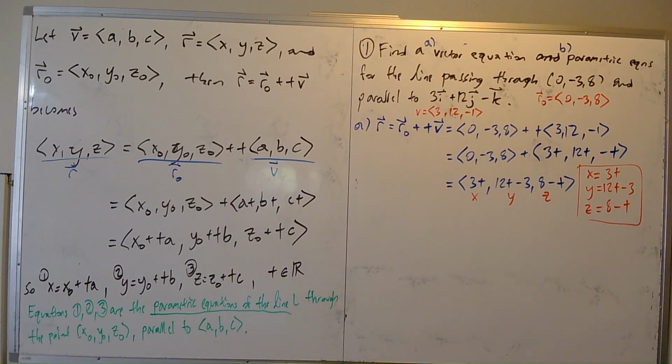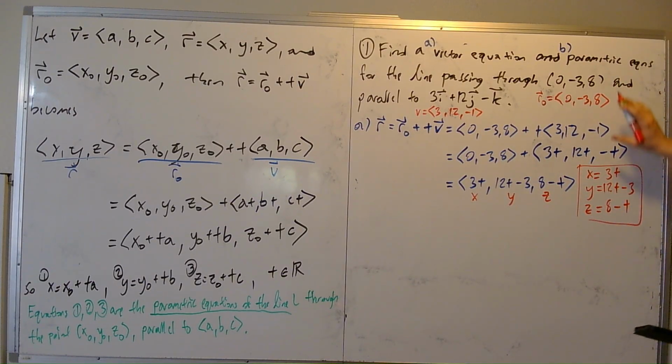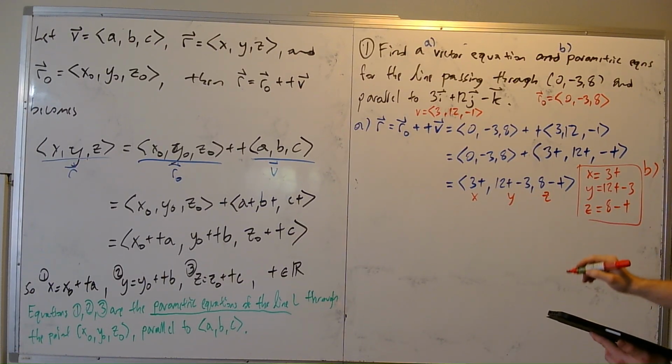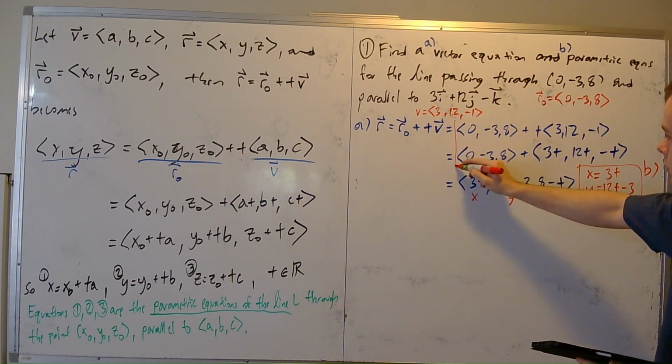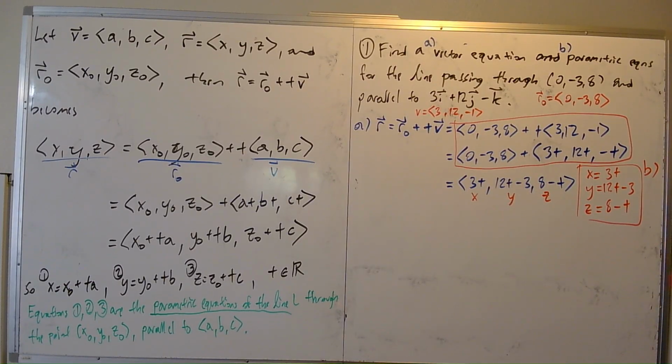This is our answer to part B, right? These are the parametric equations because they depend on t. That's what I meant to say. These are the answers for part B because these are actually parametric equations. They depend on t. Our answer for part A will be either one of these two. WebAssign is going to accept either of these two as answers. So this is our vector equation, and this is going to be our parametric equations.